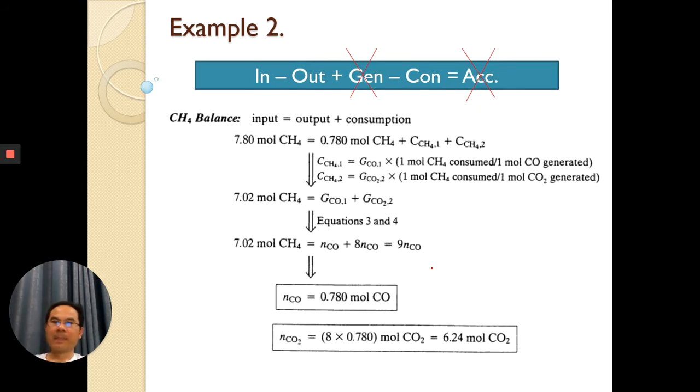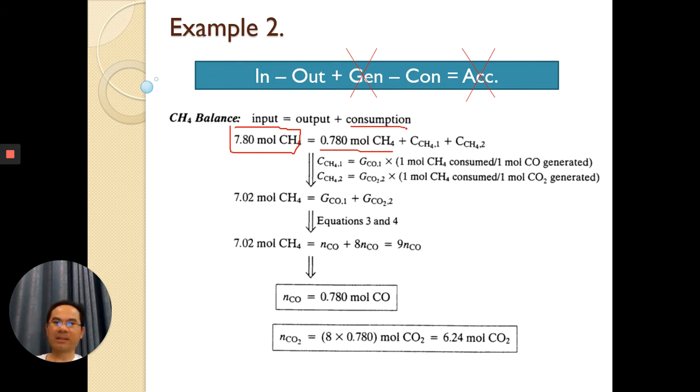Okay. The next one, we balance based on methane balance. Methane is the reactant, that is input methane, and output unreacted methane. No generation, and methane consumption. No accumulation because it's listed. For this case, you get input equal to output plus consumption. You know methane input, 7.8 mole methane, equal to output. We calculate based on conversion already. So the output methane is 0.78 mole methane. That's right.